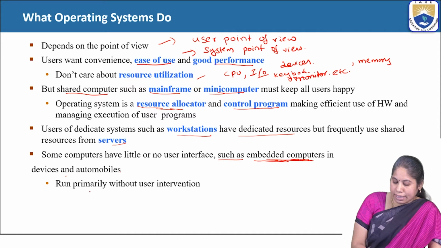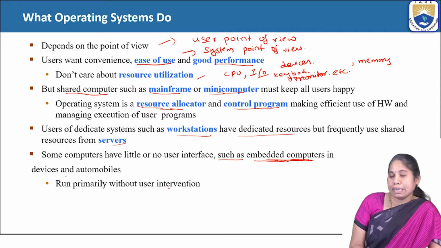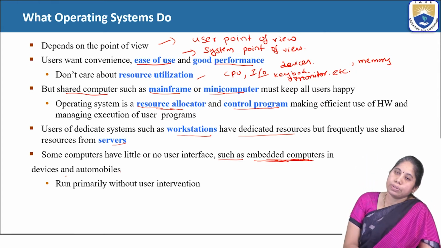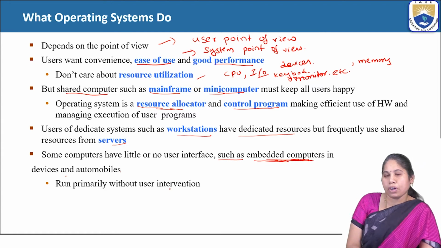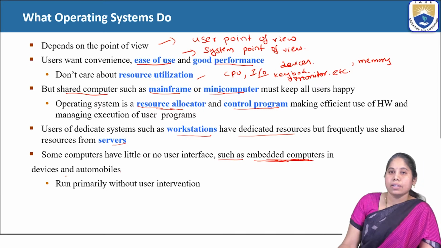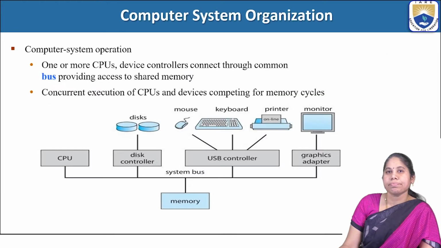So what is this embedded systems functionality? They run primarily without user intervention. Suppose if you observe railway signals, there the signals happen automatically. How does it happen automatically? By building in embedded computers, by writing a program inside, and we build that chip inside the traffic signal so that it will do the functionality. So that's about this.